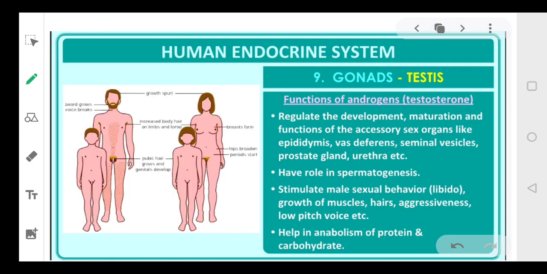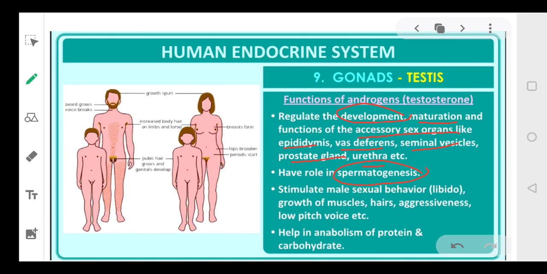Now, functions. What are the various functions performed by this testosterone, dear students? So first of all, it regulates the development and maturation of various sex organs like the epididymis, vas deferens, seminal vesicles, prostate gland and the urethra. So this particular hormone brings about the development and maturation of the accessory sex organs. Secondly, this hormone brings about spermatogenesis. Spermatogenesis means production of sperms.